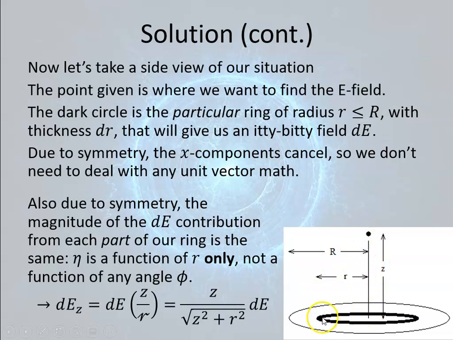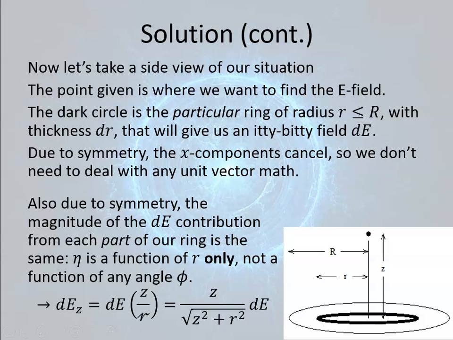Well, the hypotenuse is the distance from the edge of the ring to the point where I want to know the field. The opposite is called z. So that's just z over what I'm calling curly r. What is curly r? Curly r is the hypotenuse. That's the square root of z squared plus little r squared. Remember, little r is the radius of the particular ring that we're examining right now.